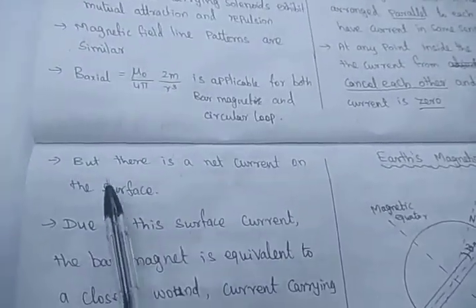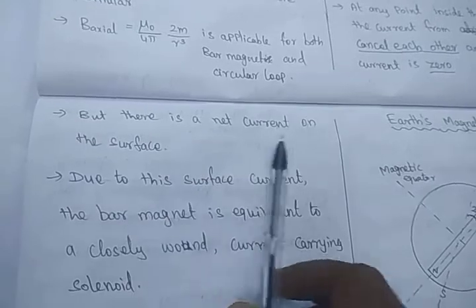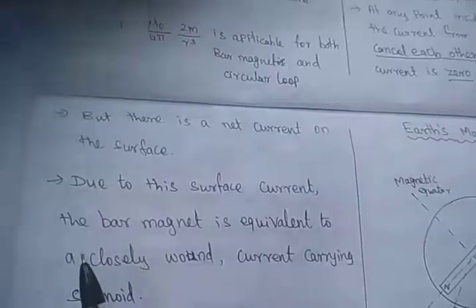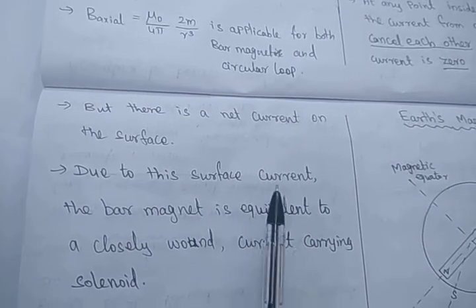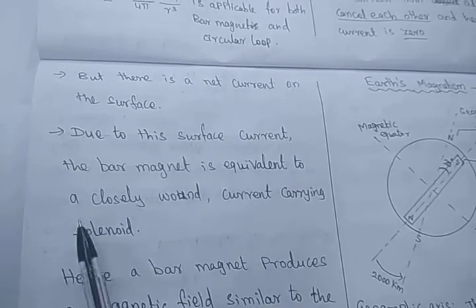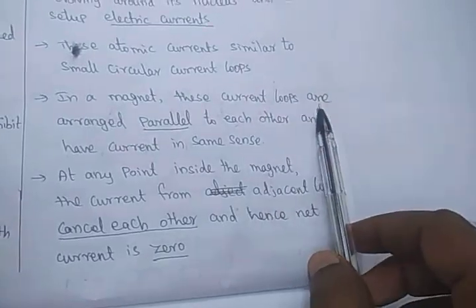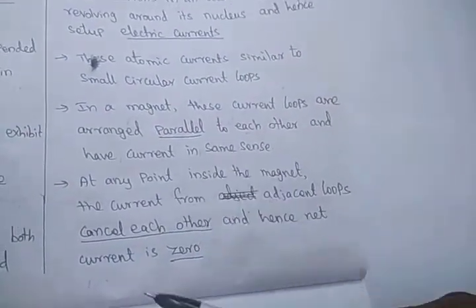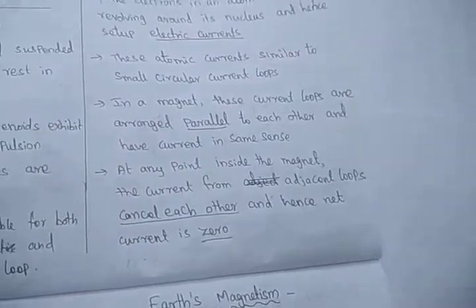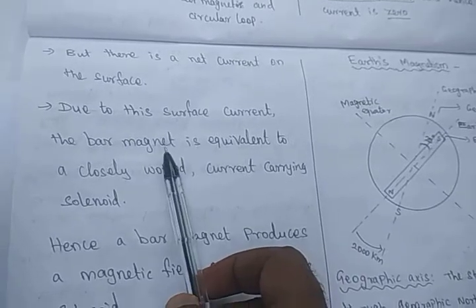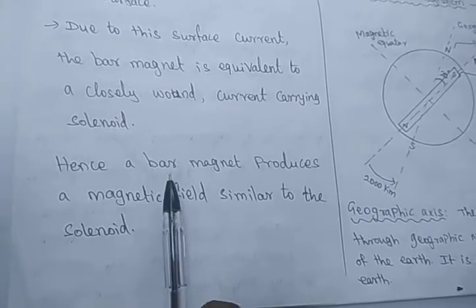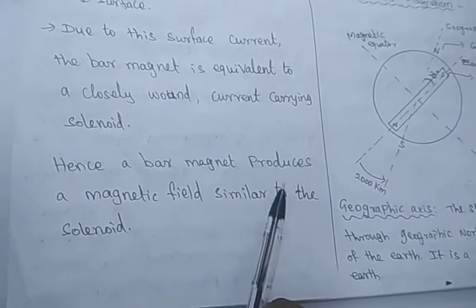So what about the surface? There is a net current on the surface of the material. This current value is also very low. Due to this surface current, the bar magnet is equivalent to a closely wound current carrying loop. Again, these current loops are arranged parallel to each other in the same current sense, like a parallel current. So the bar magnet is equivalent to a closely wound current carrying solenoid. Hence, we can say that a bar magnet produces a magnetic field similar to a solenoid.